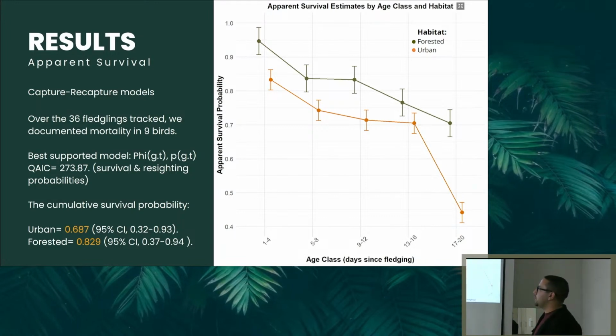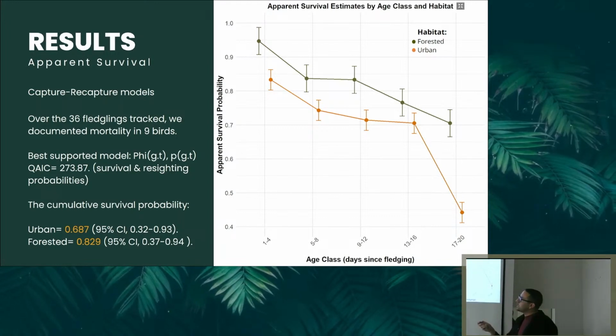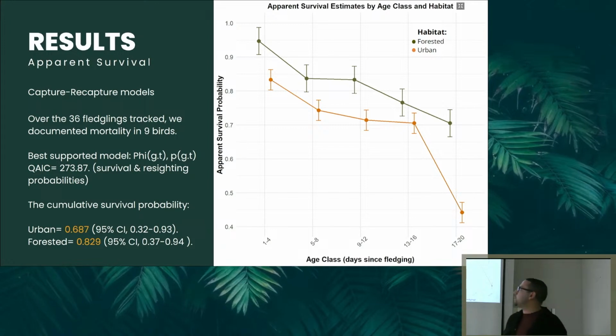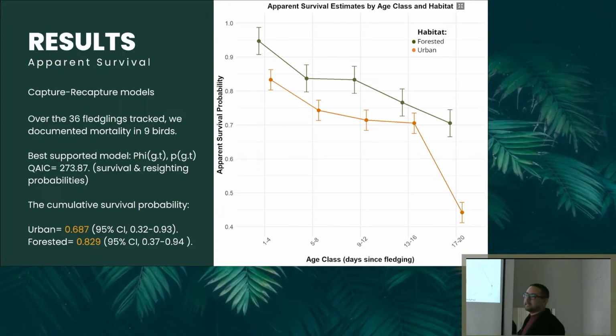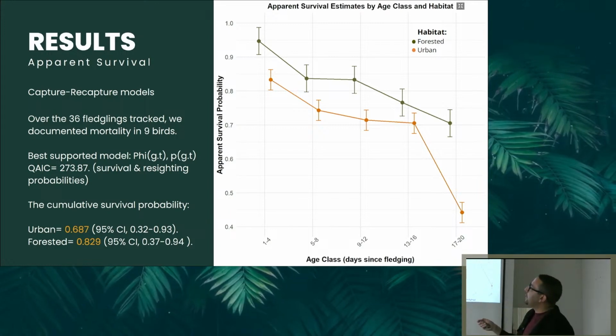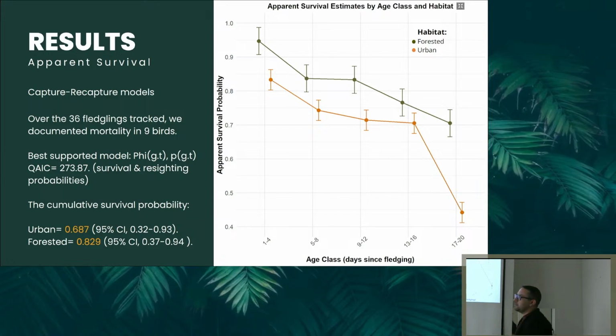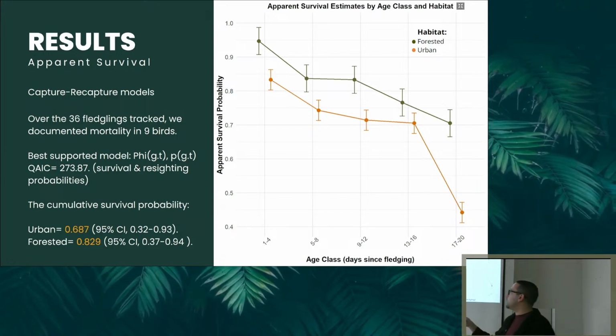And checking again apparent survival in this period, using a similar approach of capture models. Of the 36 fledglings that we managed to track down, we documented mortality in 9 of those, which is like 25%, right? And 7 out of those 9 birds ended up being predated. The remaining 2 died for other reasons that we're not aware of.